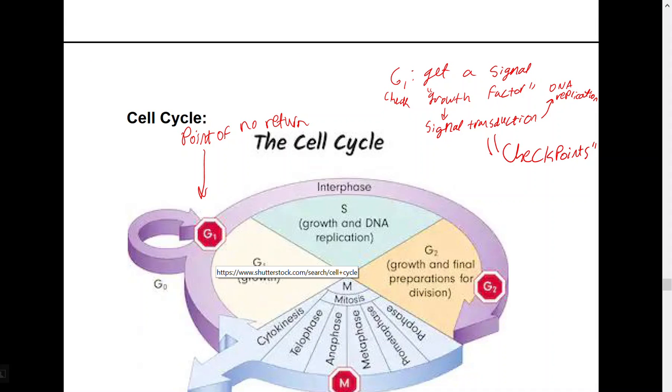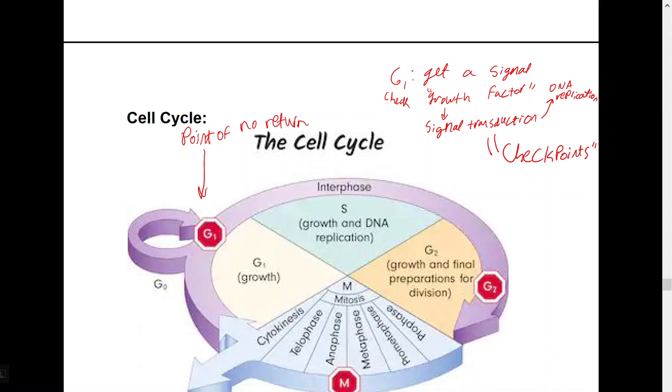But so this is like the big point. If it doesn't get a signal, if the organism is not ready for the cell to grow, or for the cell to replicate, then it will go through G0, which is sort of the static state, right? It's not growing, it's done growing, and it's not ready to replicate yet, so it's just going to stay here until it gets that growth factor, and that growth factor will tell it to start replicating.